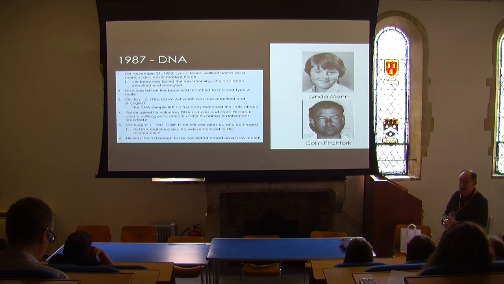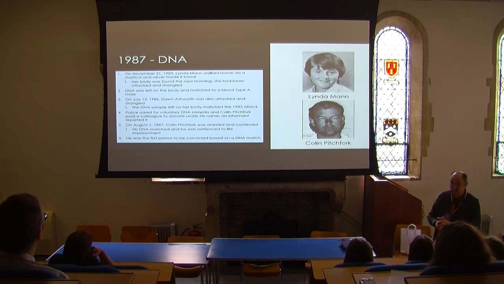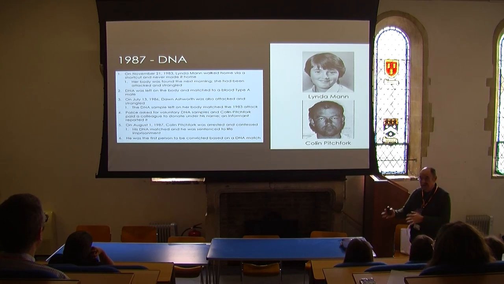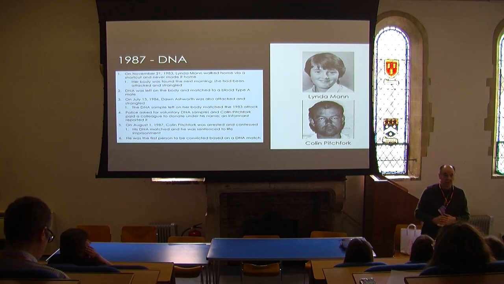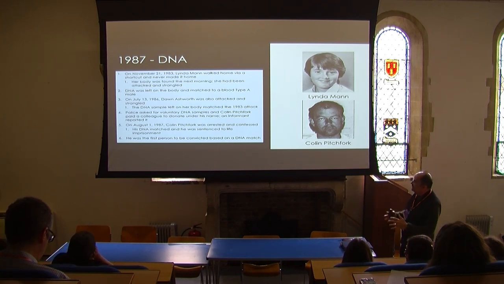They were attacked and murdered, and back in 1986, DNA samples were found on the girl's body. And prior to that, of course, all we had was the standard serology tests. Have you done anything about serology? The ABO, PGM groups, that type of thing. That's all we had, which of course were no good for inclusion.